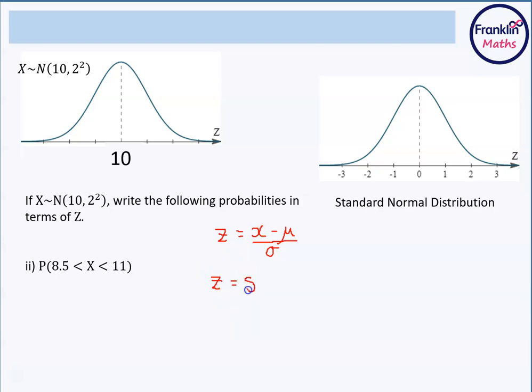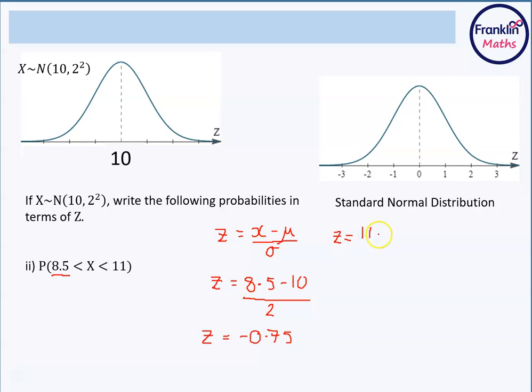For this particular part, I'm just going to convert each one. So it's going to be 8.5 minus 10 over 2. This is me working out the Z value for the lower value here. 8.5 take away 10, so that's minus 1.5, divided by 2, minus 0.75. And for the other one, the upper value, maybe I should put upper as a subscript here, but it doesn't really matter at this moment in time, not when you're learning something for the first time.